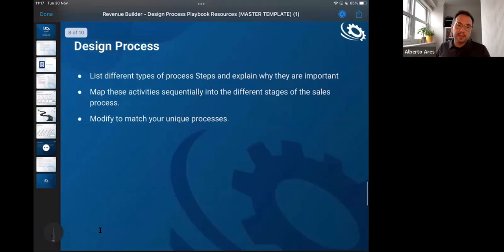And so what we're going to be doing next is basically listing the different types of process steps that we include in our recommended sales process. And we're going to talk a little bit about why these steps are important. Then we're going to map those steps sequentially into the different stages of the sales process. And finally, you will have to do an analysis exercise to see whether there are things that you need to change or add to the process.